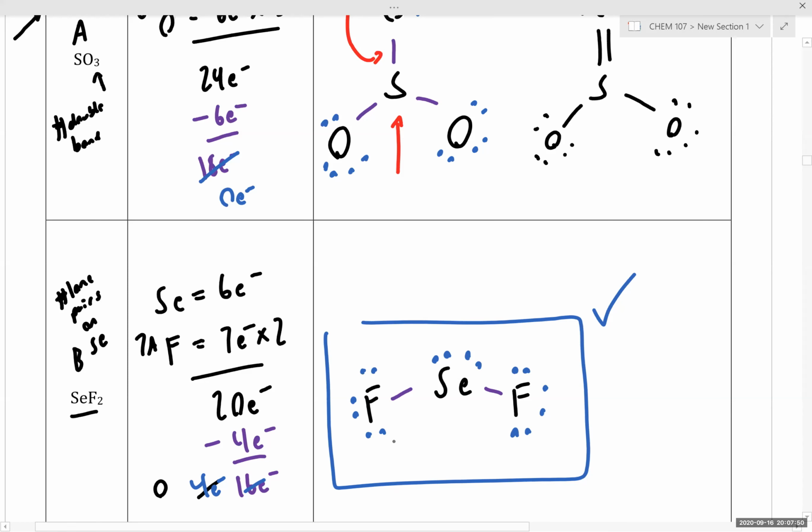No, Professor, can I draw? Yes, please. Ah, that structure would have too few electrons. So your Lewis structure should have the same total number of valence electrons, so bonding and lone pair electrons, as the total valence electrons for all of your atoms. Okay, thank you. Perfect. Any other questions that I can address?